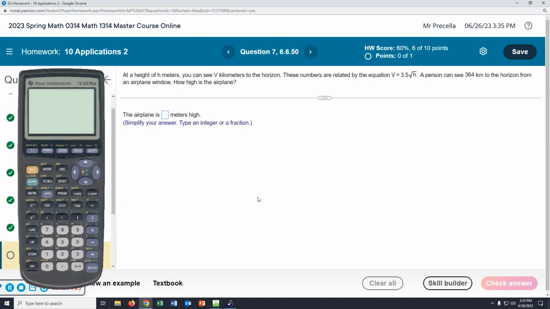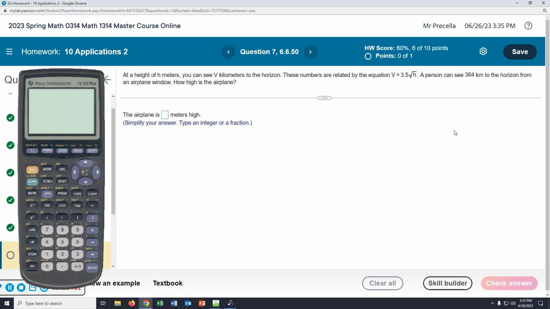Is this the same question? No, it's a different question. There's no steeplejack here. At a height of h meters, you can see v kilometers to the horizon. These numbers are related. It's that same formula. I think we need to go to the Republic of Texas, and I'll ask him, how high up are we? So I can then use the formula to see how far I can see to the horizon, provided there's not a marine layer out there.